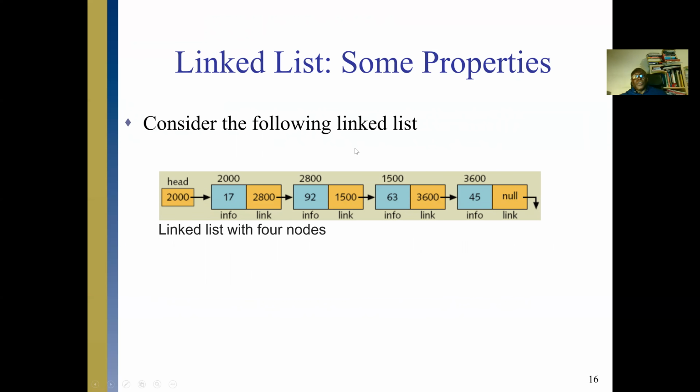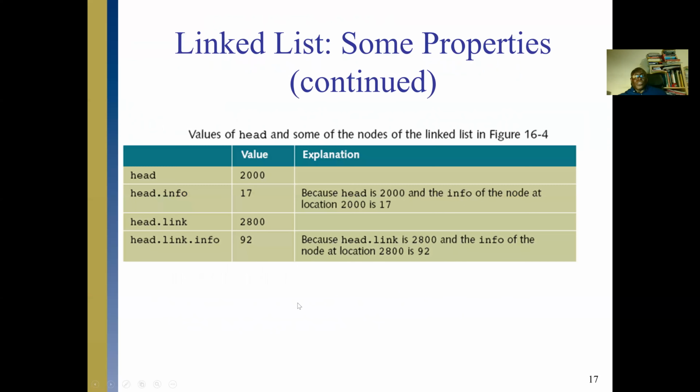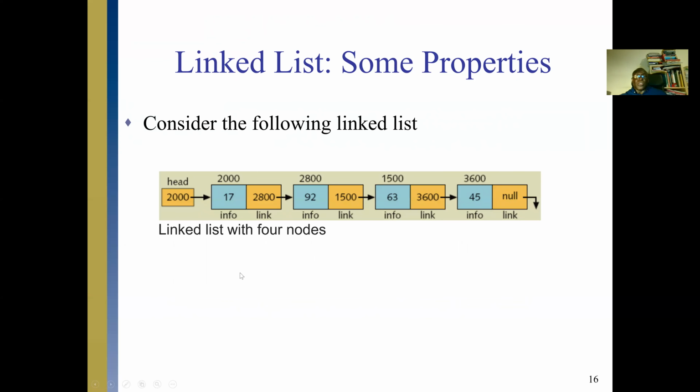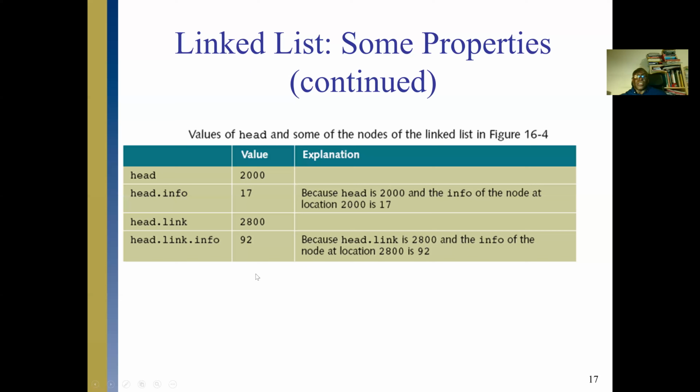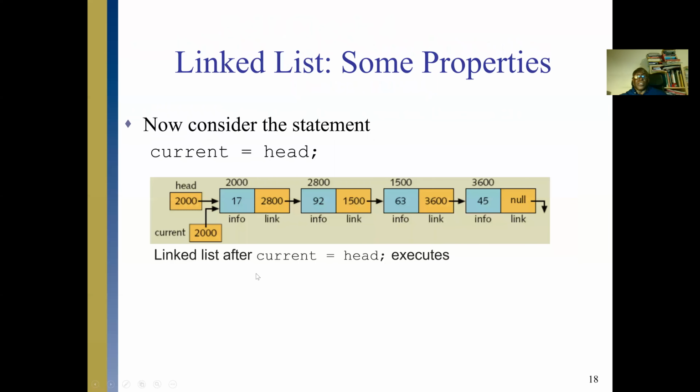We should consider the following linked list with 4 nodes. We can see the position of each node with the info and link. So now we're going to see some examples. First, what is the head? The head is 2000, as we can see. Now, what is the head.info? Here it says 17, which makes sense because head info is 17.